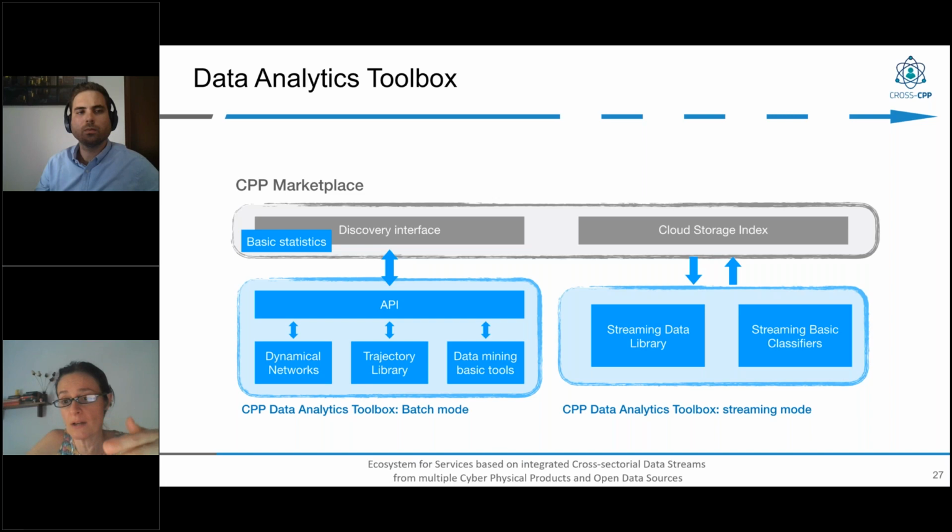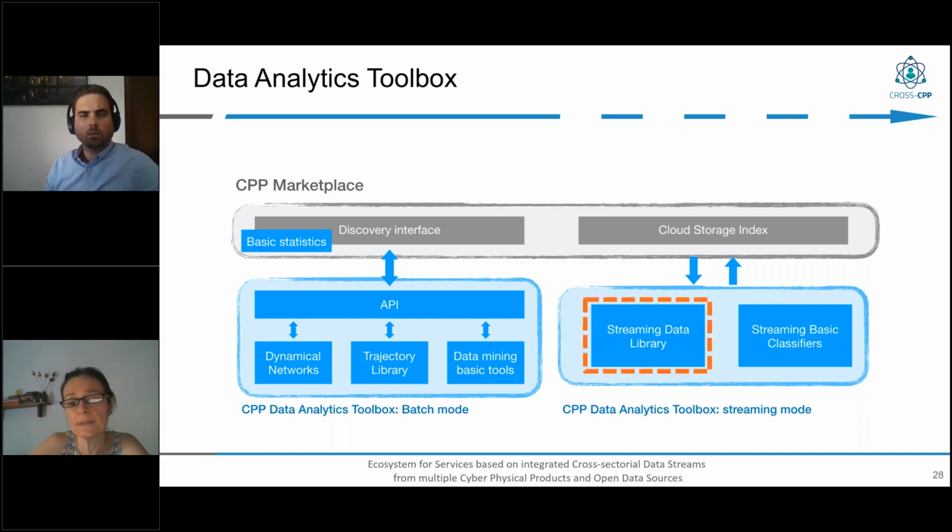So in this case, what we have is just certain basic classifiers and certain other libraries that we will see in a minute. But as I am saying, the most important part of these functionalities is that we have developed these parts in the toolbox, but this is just extendable. So we can put more libraries in the future, more modules here, and the data marketplace will have more functionalities. This is the interesting part here.